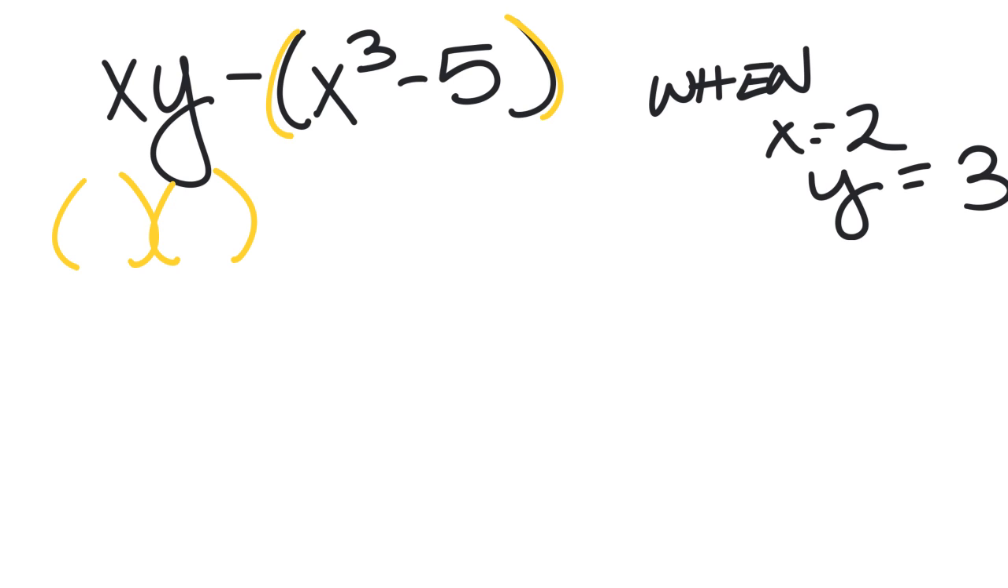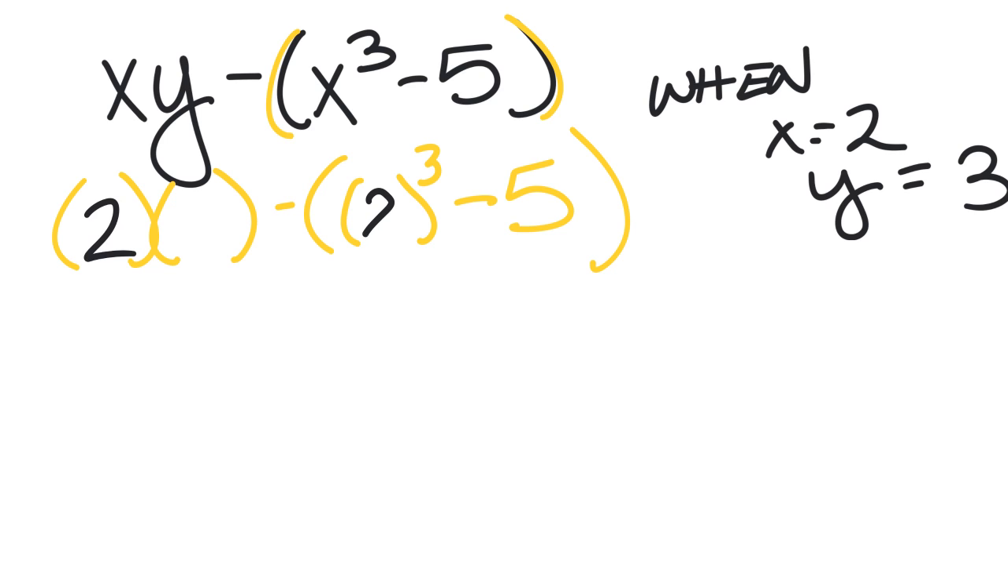There's my x, there's my y, and just rewrite it with the numbers that we have. So x is 2, so I'm going to go ahead and put in 2 in both of those. And then the y is 3, so I'm going to put a 3 in here. And now that we have real numbers, now we can go and evaluate.